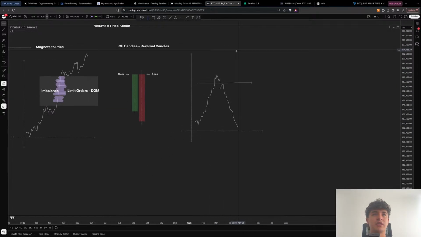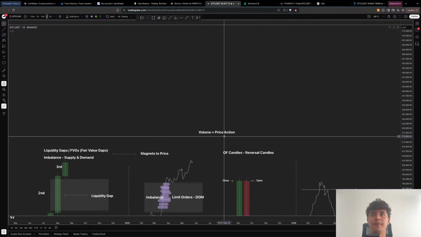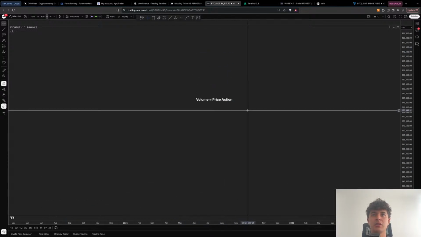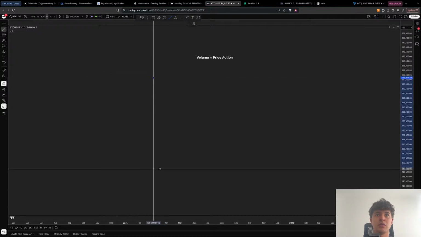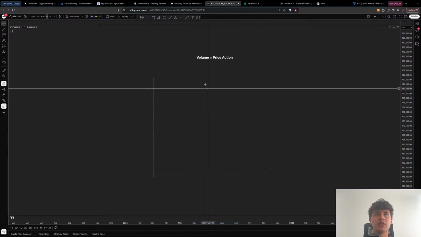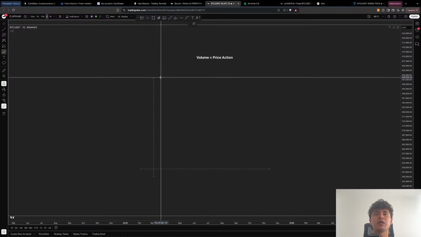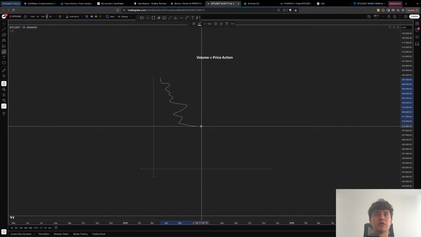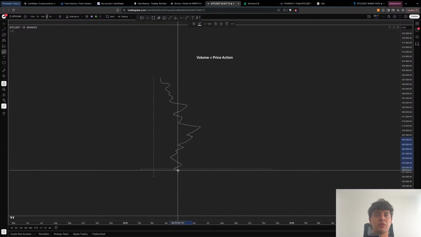All right, let's go. And what we need to understand now is we are understanding price action here. Now we need to understand volume. So if we trace a simple XY axis here as well, normally what you're going to see in volume is something like this. It starts going down, and so on.